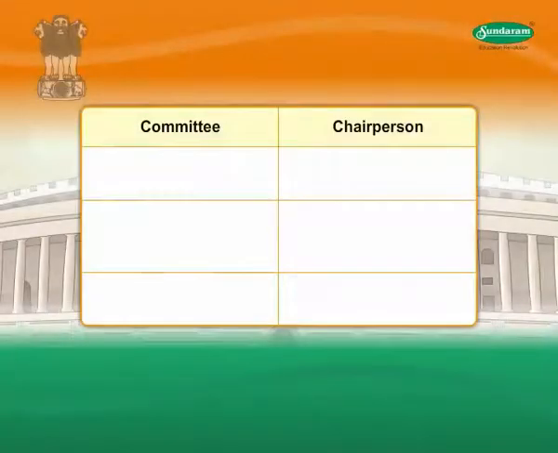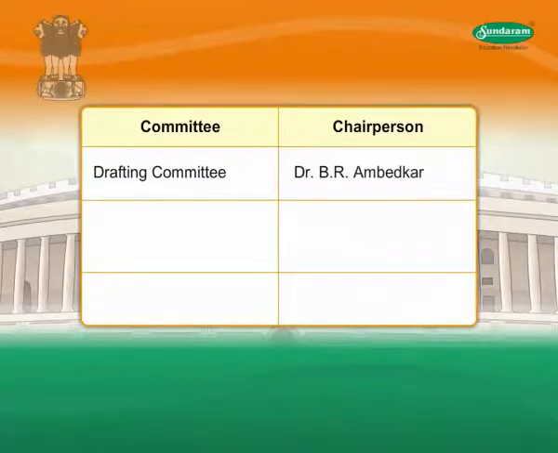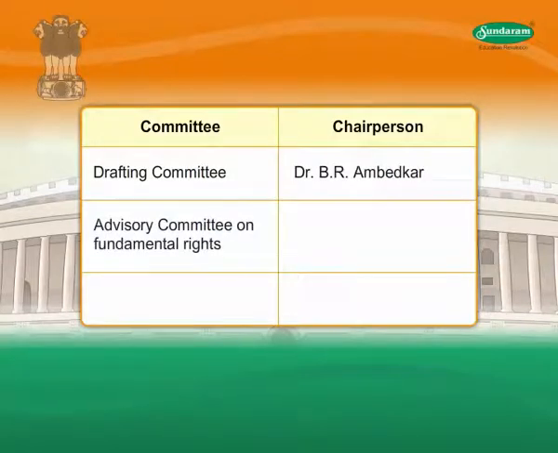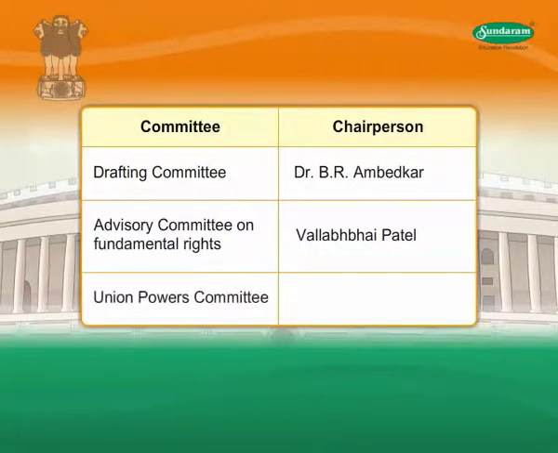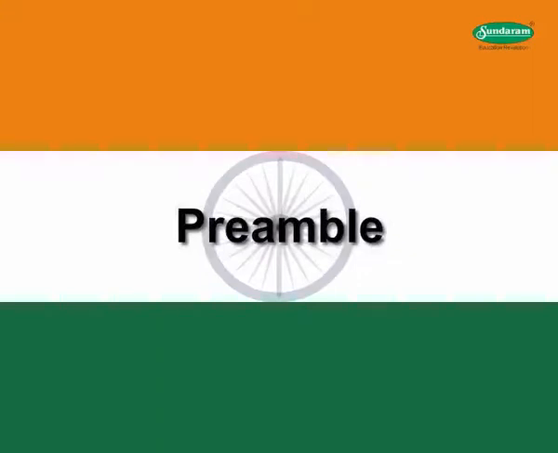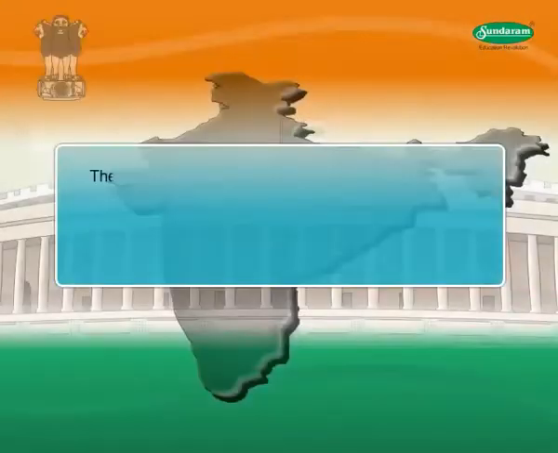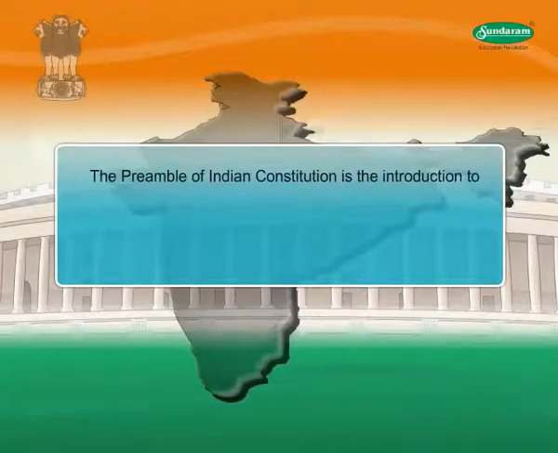Here is a list of important committees of the Constituent Assembly. The chairperson of the drafting committee was Dr. B.R. Ambedkar. The chairperson of the advisory committee on fundamental rights was Mr. Vallabhbhai Patel. The chairperson of the Union Powers Committee was Mr. Pandit Jawaharlal Nehru.